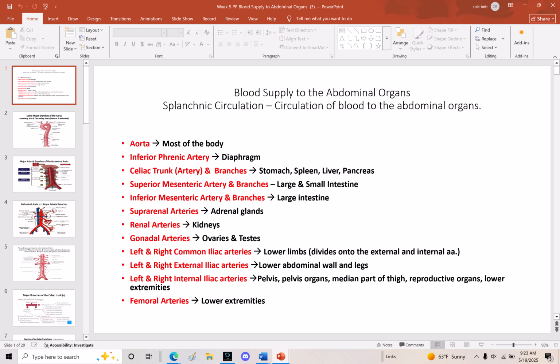I think we'll talk about the blood supply to the abdominal organs. You got tons of blood.